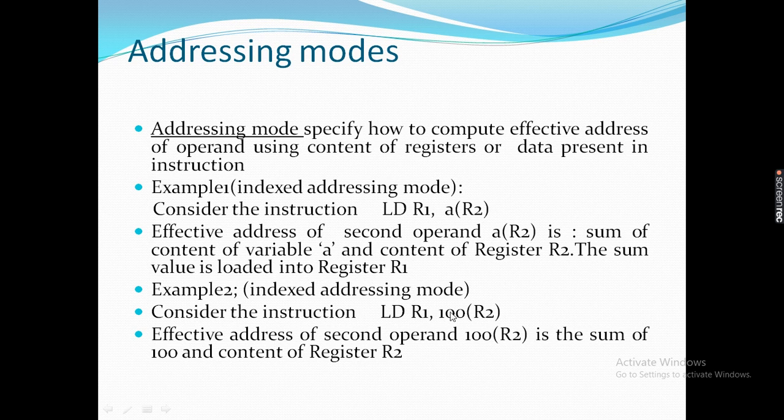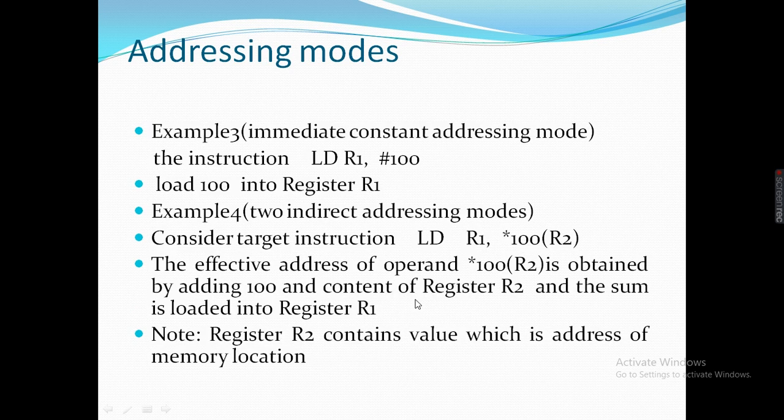So the effective address of the second operand 100 of R2 is nothing but the sum of integer value 100 and the content of register R2. The 100 will be added with the content of register R2, and whatever the value, that is the effective address of the second operand, that will be loaded to register R1.